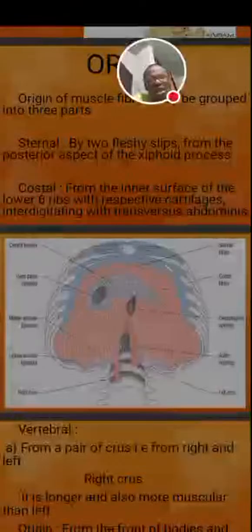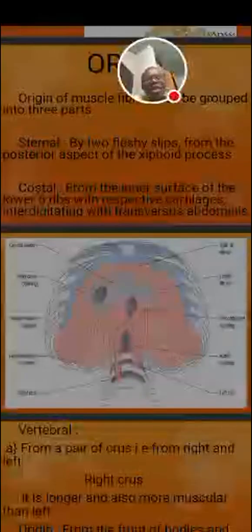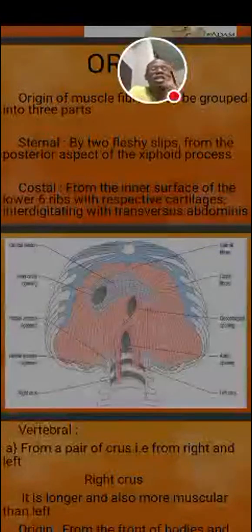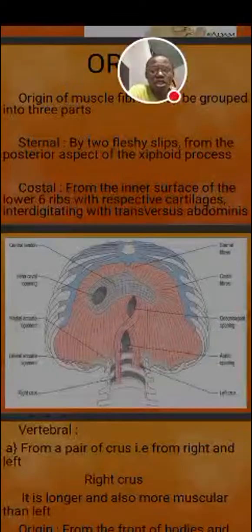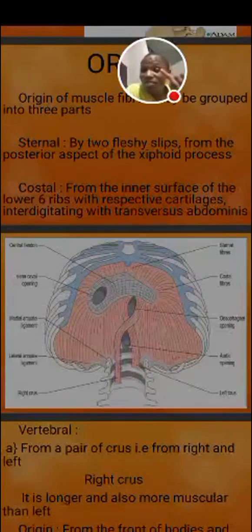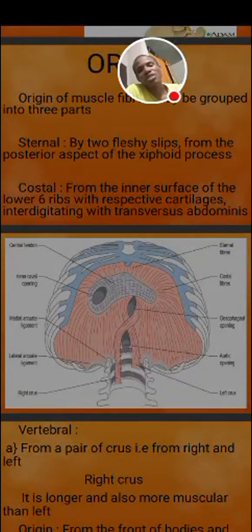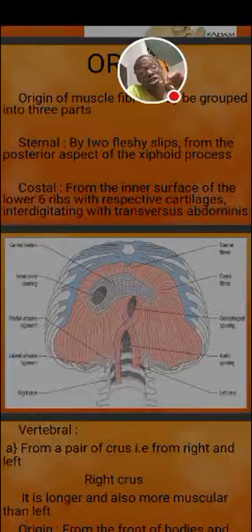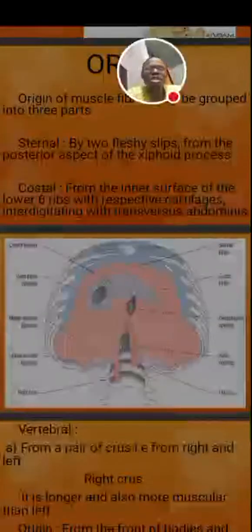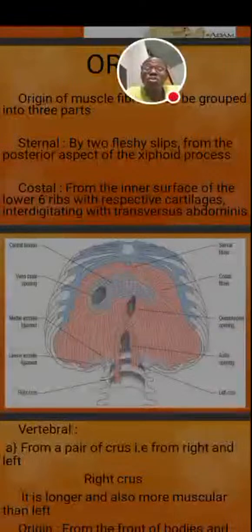Wait, did we talk about the ventral? We didn't finish talking about the ventral. Now let's talk about the ventral origin of the diaphragm. It is divided into two, left and right. The right is the longest and strongest, more muscular, from the bodies and intervertebral discs of L1, L2 and L3. Whereas the left is just from the bodies and intervertebral discs of L1 and L2, not as long as the other one.